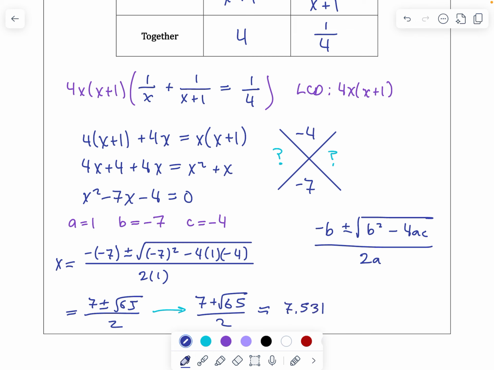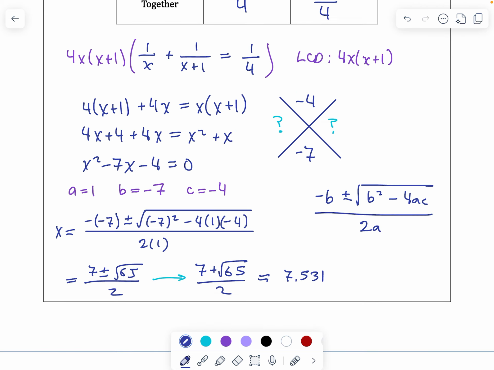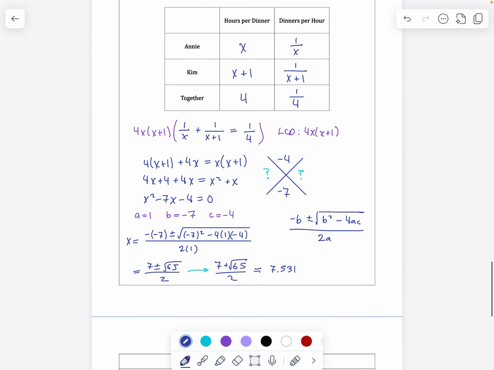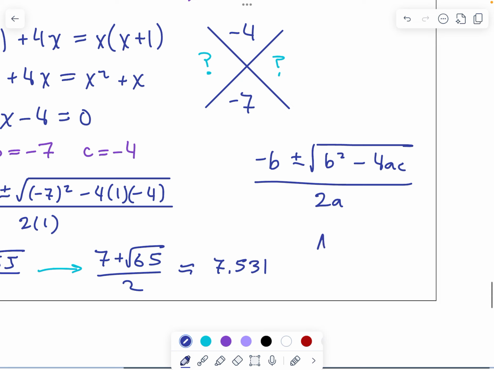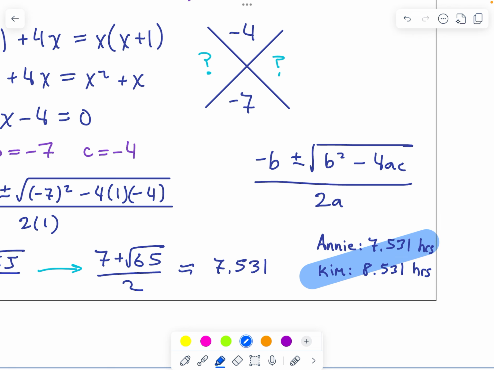So if Annie was working on her own, it would take her about 7.531 hours to finish. Remember that it takes Kim 1 hour longer. So Annie is at 7.531 hours. Kim would be 1 more hour, which is 8.531 hours. There you go.